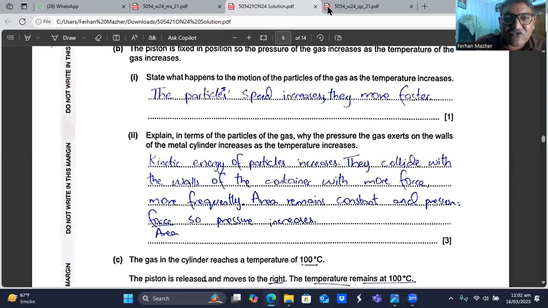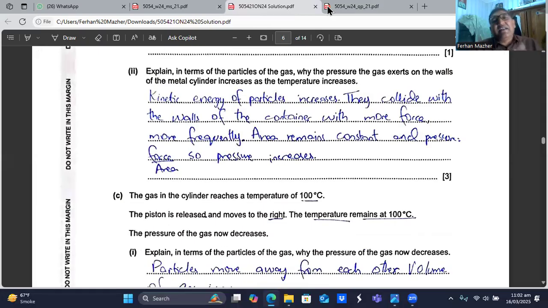Let's see what my student has written. She has written the kinetic energy of the particles increases. They collide with the walls of the container with more force, more frequently. Area remains constant and the pressure force, so the pressure increases. Force per unit area has increased.